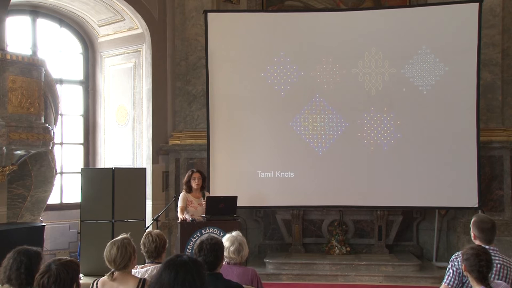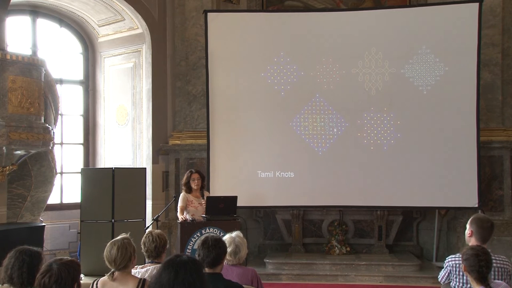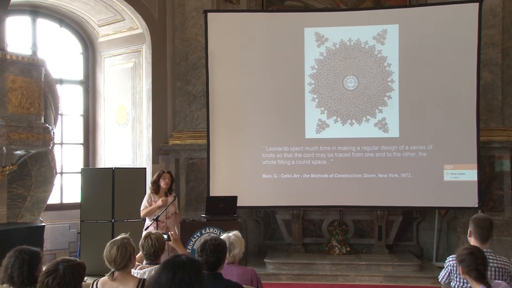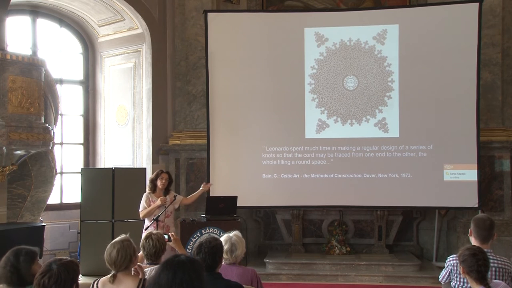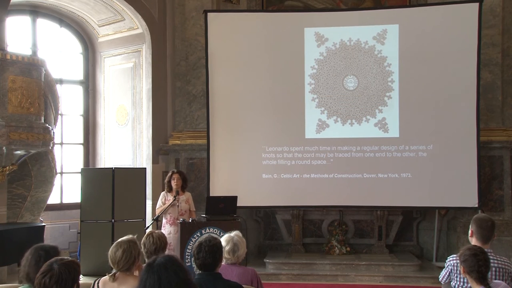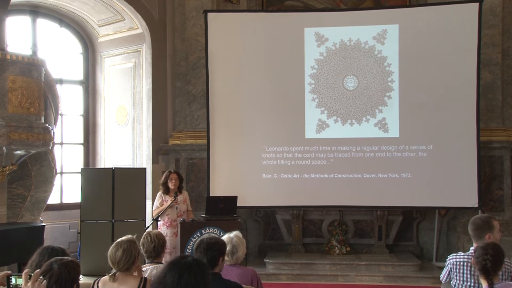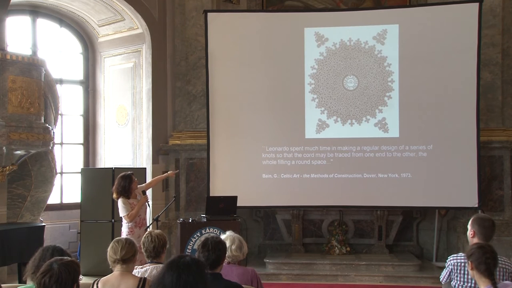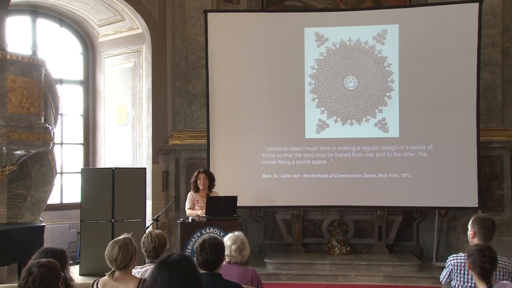In the first row we have pavitrams, and here we have designs which consist of four and three different curves. Also, not only Chakwe people and Tamil, but I mentioned the Egyptian civilization, ancient Greeks, and so on. The first example was from Mesopotamia, and we also have a lot of examples from Byzantium. Leonardo also spent a lot of time making a regular design of a series of knots, so the decor may be traced from one end to the other, filling the whole space. Later, I will show you how to design such things.